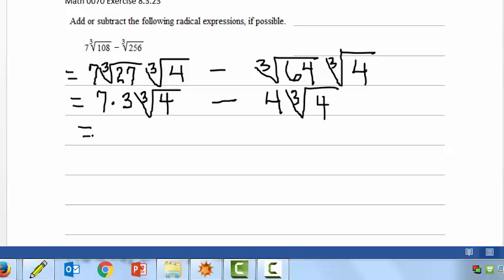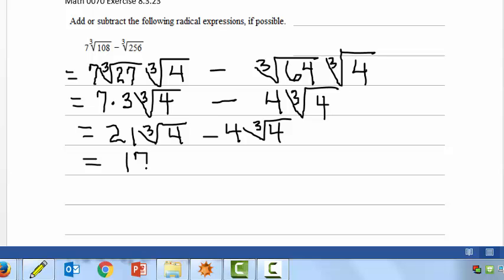So this equals 21 times the cube root of 4 minus 4 times the cube root of 4, which is 17 times the cube root of 4. And that is my final answer.